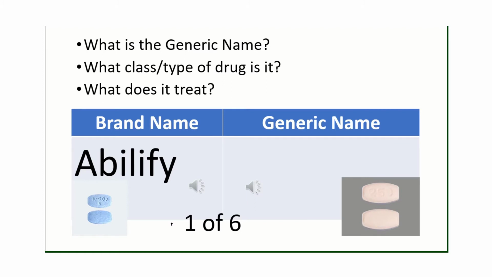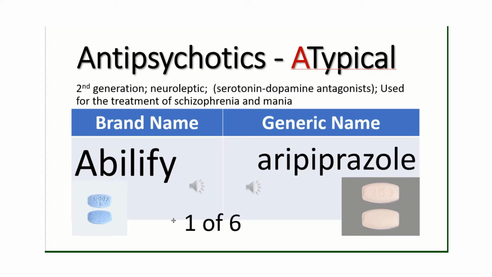What is the generic name for Abilify? What type of drug is Abilify? What does Abilify treat? The generic name for Abilify is aripiprazole. Abilify and aripiprazole are atypical, which are second generation, antipsychotics. They treat schizophrenia and mania.